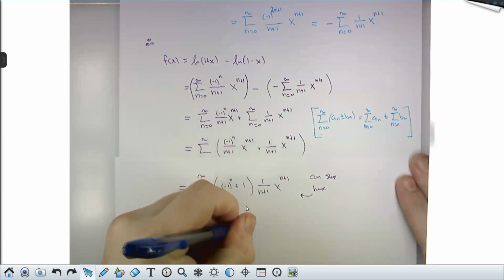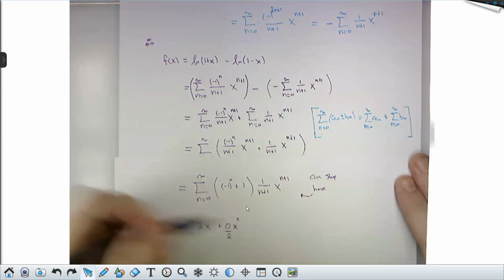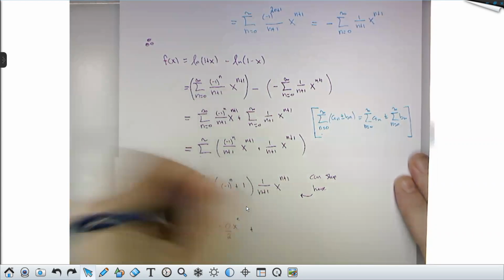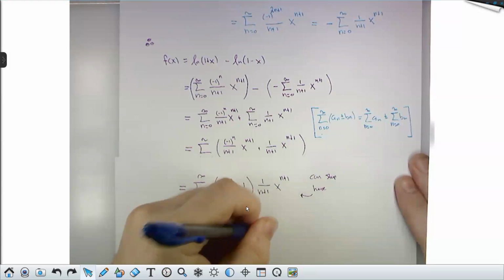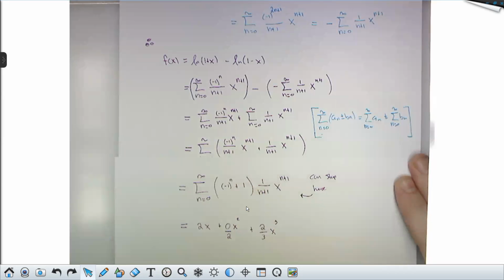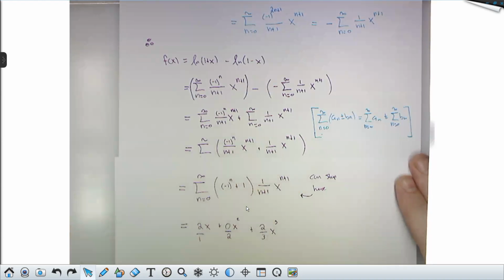When n is 0, 1, 2. When n is 2, this is going to be 1 plus 1, which is 2. This is going to be 3. And this is going to be x cubed. All right, if you want to think about it the same way, the 1 over n plus 1 was a 1 here. Helps you see the patterns. Okay, so this is n equals 0, this is n equals 1, this is n equals 2.